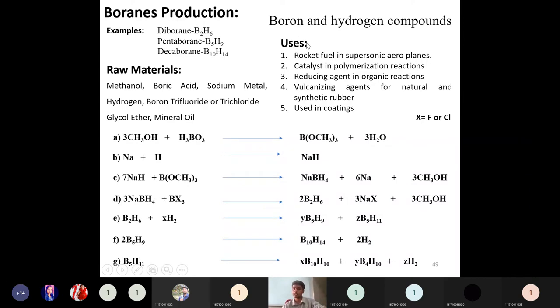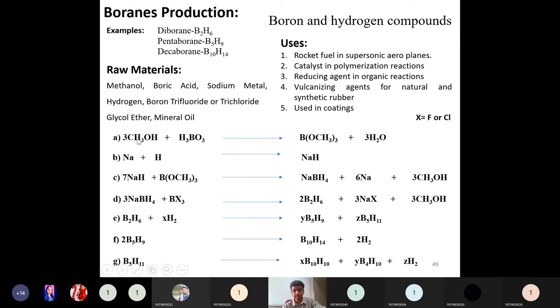They ask in short answer questions what the uses of borane or what the uses of hydrazine are. To manufacture borane, various raw materials are required. These raw materials are methanol, boric acid or metaboric acid, sodium metal itself, hydrogen, boron trifluoride or boron trichloride, BF3 or BCl3, and glycol ether and mineral oil. These are the various raw materials.